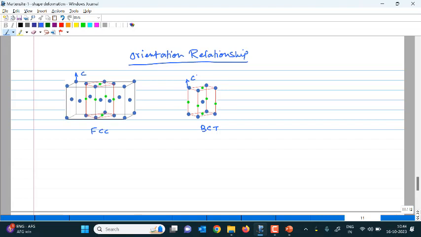So therefore, we can say that the 001 direction in austenite, that is the c-axis, is parallel to the 001 direction in Martensite, right? That is obvious from here. What else? I mean, which other directions are parallel here between these two cells, these two unit cells? You would find that the following are parallel to each other.